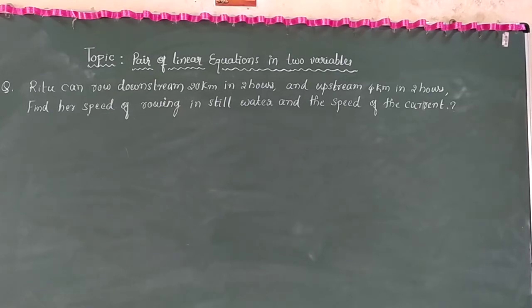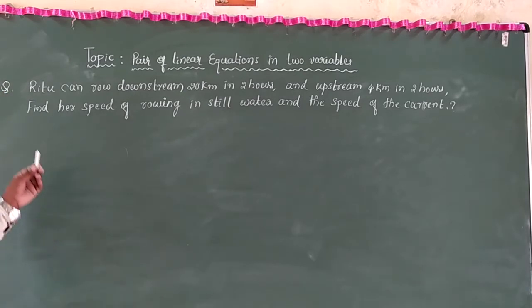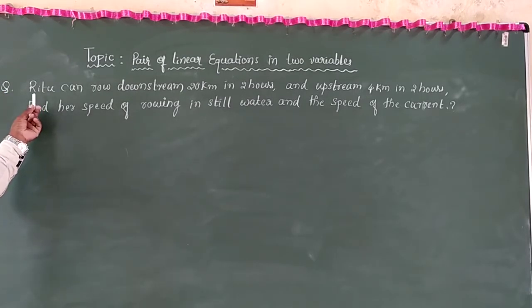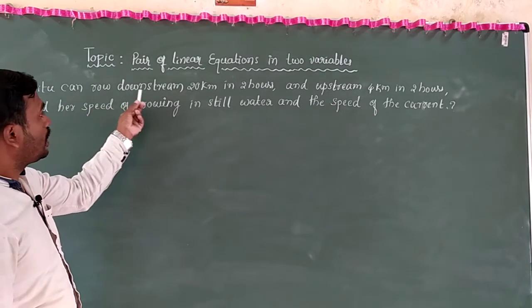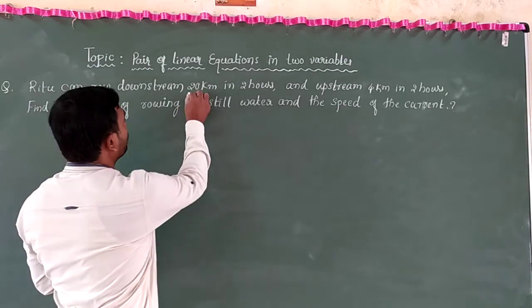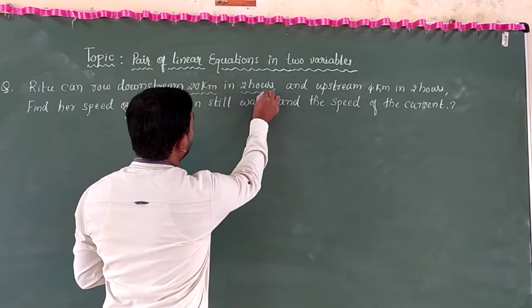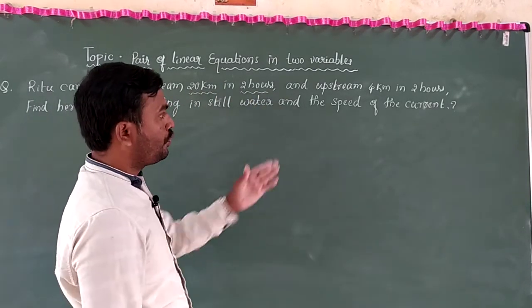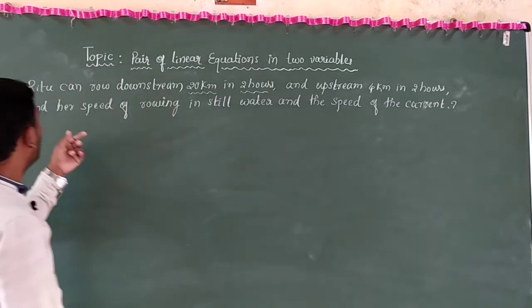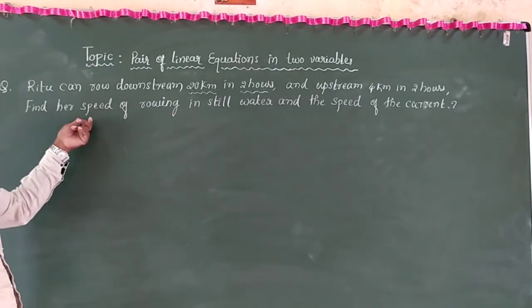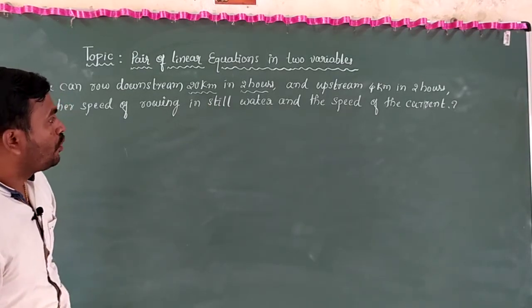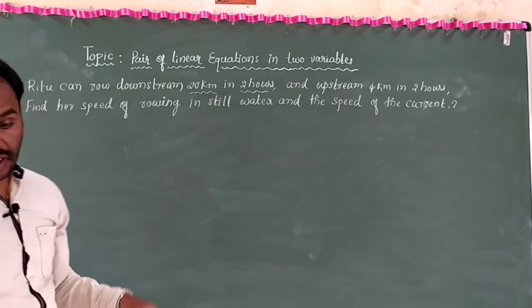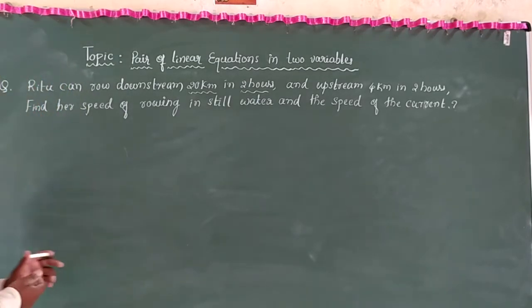Children, let us discuss the next problem in the pair of linear equations in two variables. Here this is the exercise problem 3.6. Ritu can row downstream 20 km in 2 hours and upstream 4 km in 2 hours. We need to find her speed of rowing in still water and speed of the water. Let us calculate that one.